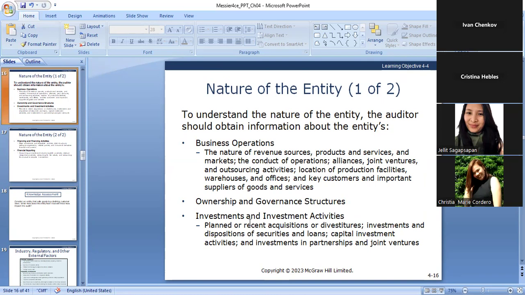So you're chasing the revenue sources. We're chasing the products and services. Is it from manufacturing? Is it a merchandising company? Is it a service company? What kind of company are they? Then how they conduct the operations. Do they have joint ventures? Do they have subsidiaries? Do they have parents? Or what exactly are they? Are they doing some outsourcing activity? If they have a production facility, where is the location of the production facility?